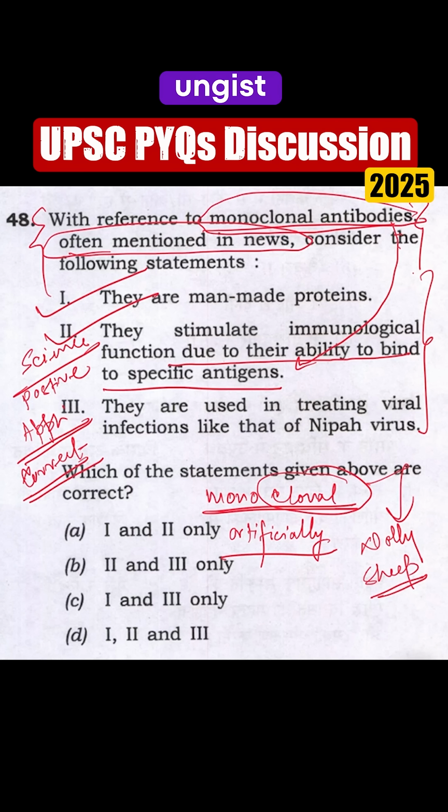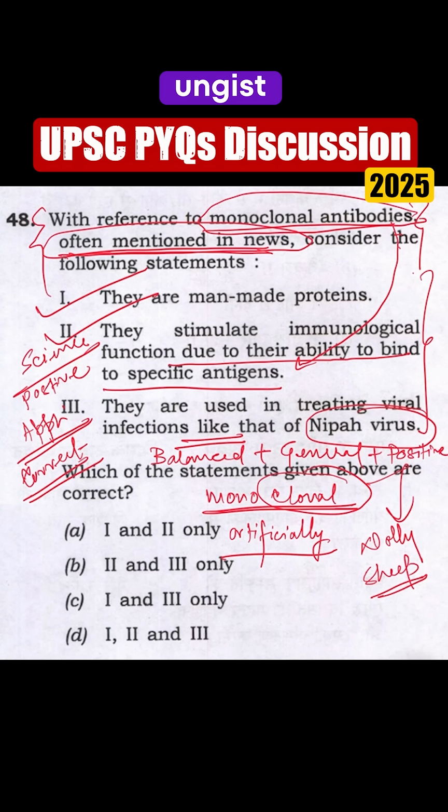Now, why I'm saying this section is very important, often mentioned in the news. कोई भी serious candidate को पता चलेगा कि Nipah virus has been dominating in the news, right? They're used in treating viral infections like that. Again, balanced, guys. मैंने क्या बोला था पहले? Balanced plus general. और ये science है. This is also positive. So everywhere it is indicating कि it does so.